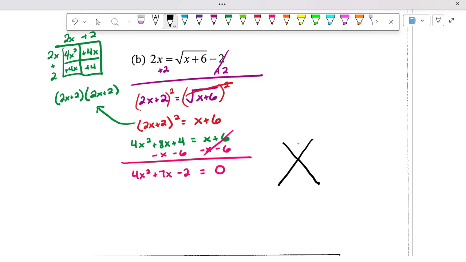So, what goes on top? Negative 8x squared, a times c. What goes on the bottom? 7x. Both these are going to have x's. Two factors that multiply to negative 8 and add to 7. So if we're multiplying to a negative, one of them has to be positive, the other one has to be negative.